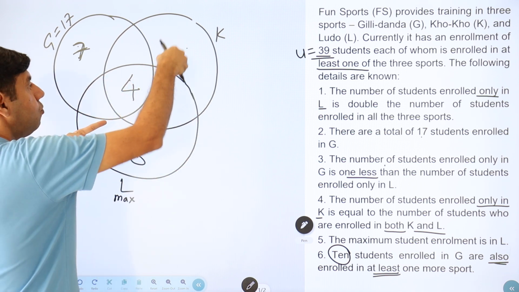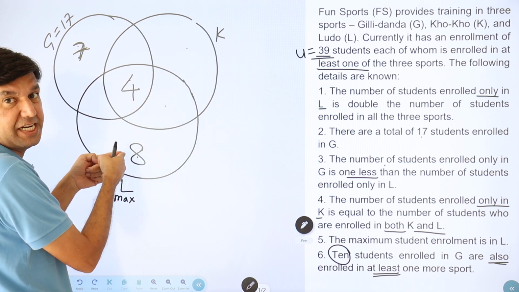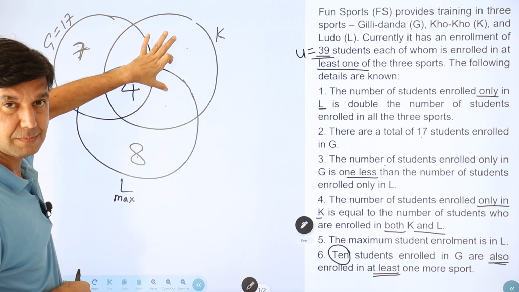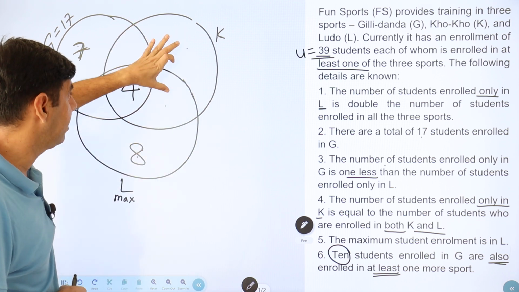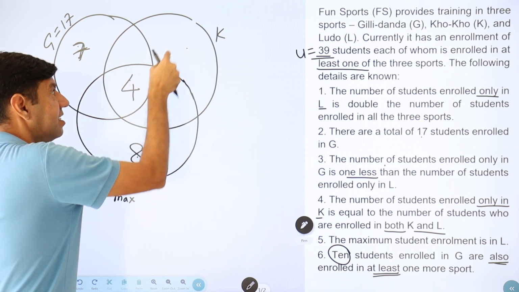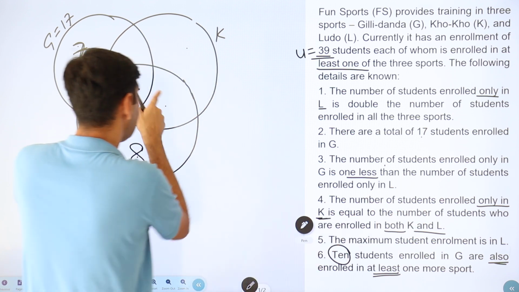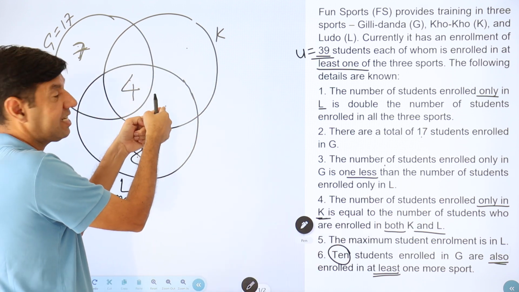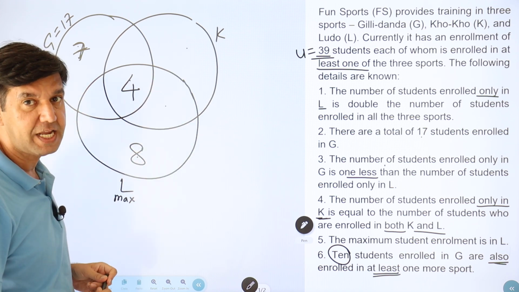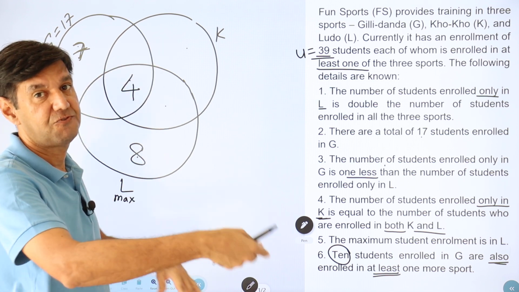And here also you know that the sum of this is 22. Oh, so you already know this is 8. So the sum of these two has to be 14. Right? 14 and 8 is 22. And you also know that the number of students enrolled only in K is equal to this plus this. So if this is X plus 4 and the 2 together is 14, so X plus 4 is 14.